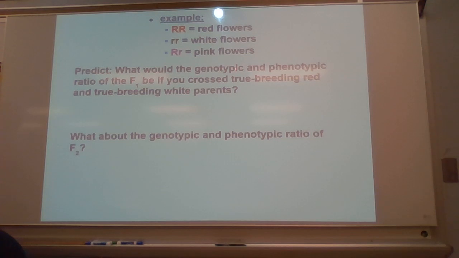So if you were Mendel and you were doing this cross between red flowers and white flowers, true breeding red, true breeding white, what would your F1 look like in Y? And then what would your F2 look like in Y? Let's go ahead and talk about that. It might help to make some Punnett squares out if you're completely lost.